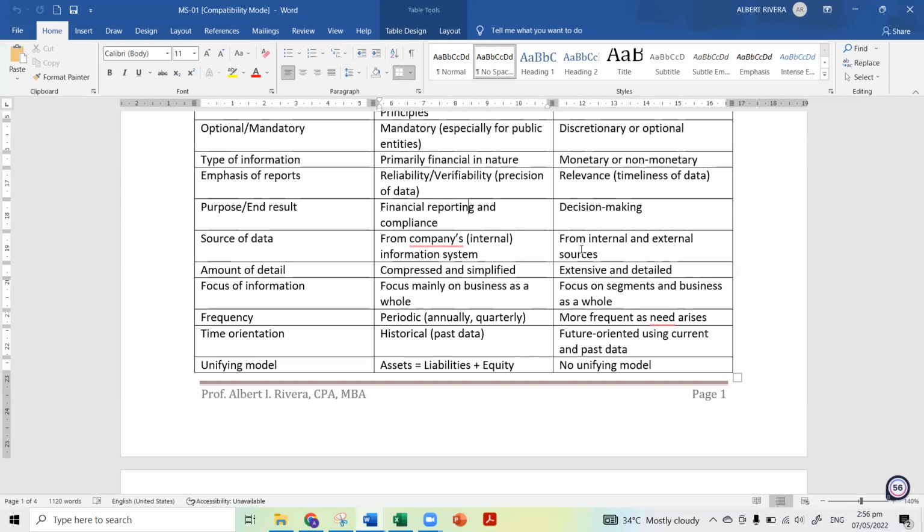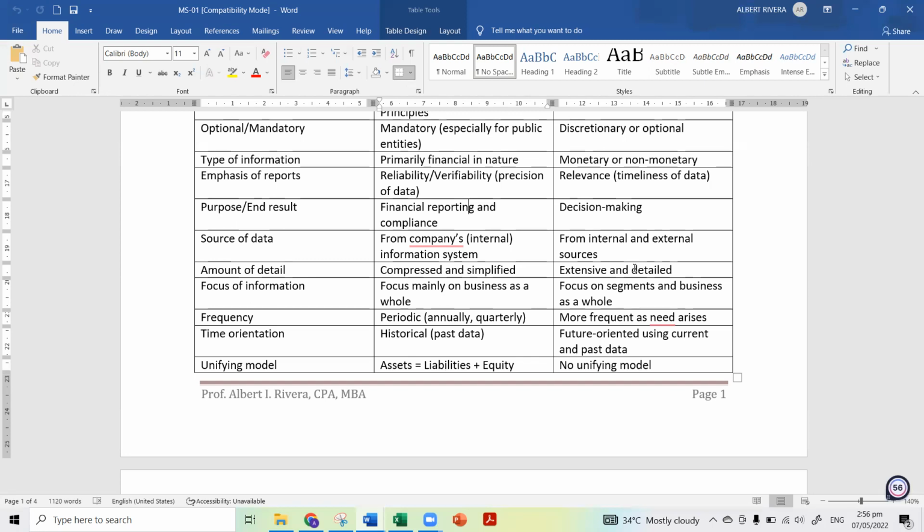Okay? Next, amount of details, compressed and simplified. Ito kasi extensive and detailed. Compressed and simplified in financial accounting, di ba? Meron tayong statement of financial position, compress yun. Ang notes nun nandun sa likod, no? Dito sa managerial accounting, kailangan extensive and detailed. Bakit? Kasi ang babasa niyan management. Okay, kailangan sa unang tingin pa lang naiintindihan na yung report mo. Kasi detalyado siya.